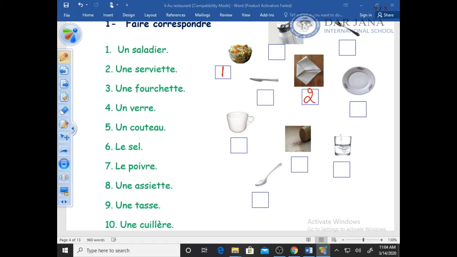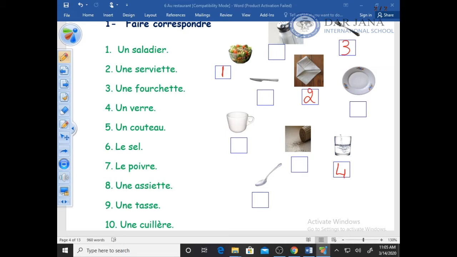3. Une fourchette. Que veut dire une fourchette? A fork. So, where is number 3? A fork. Une fourchette. 4. Un verre. Un verre. So, number 4. Un verre. A cup.